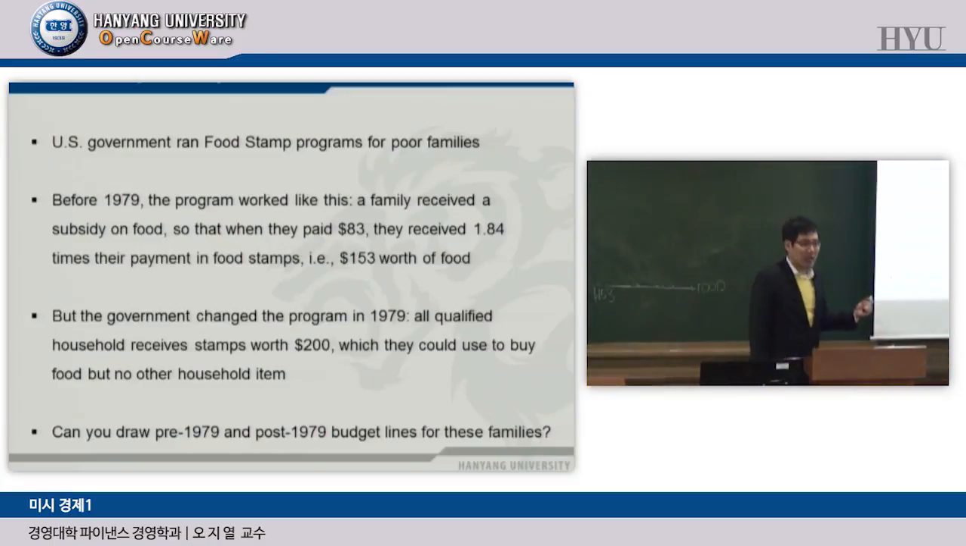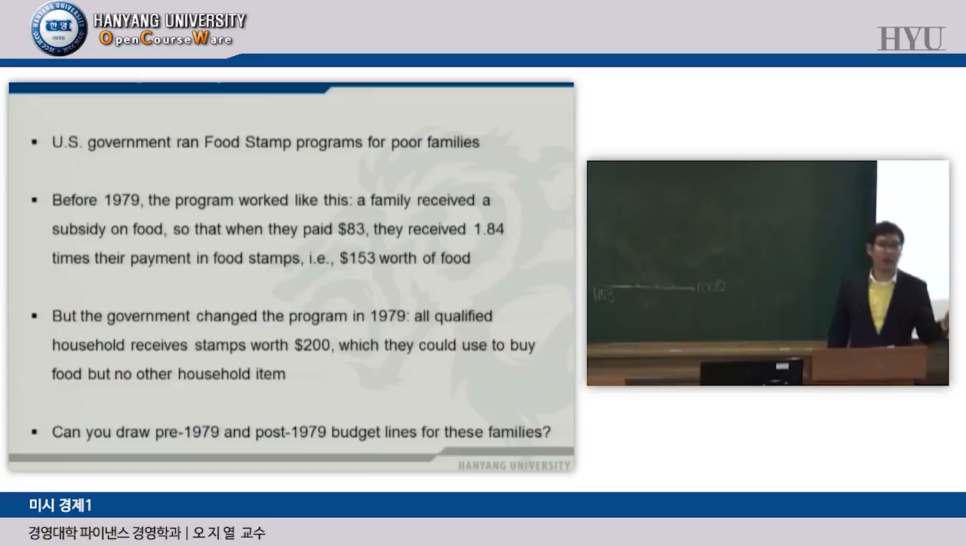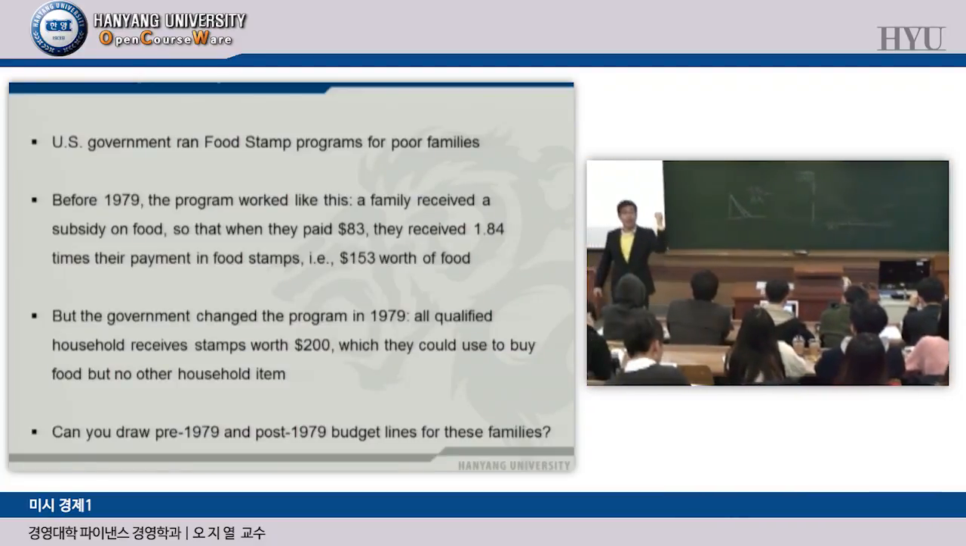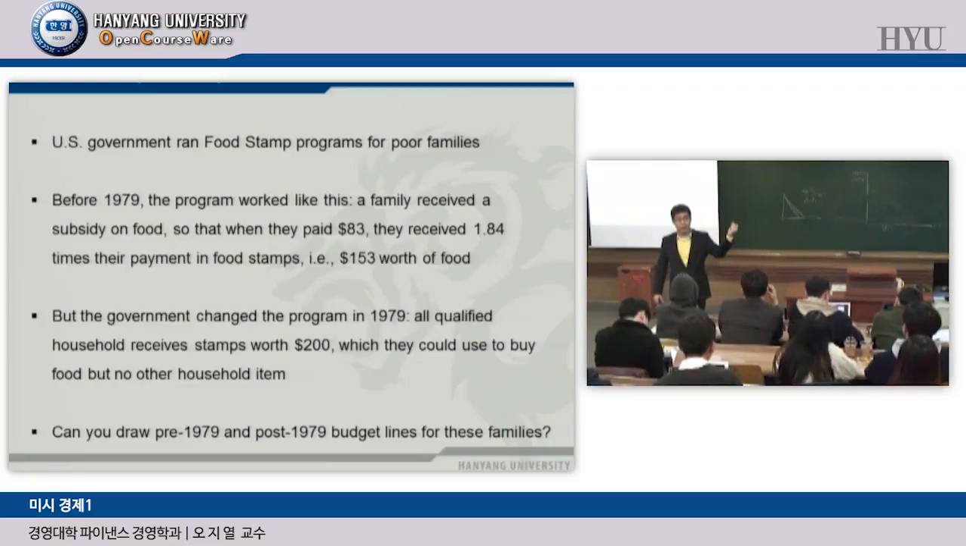It's a little bit like what Seongnam is doing at the moment, right? 청년수당 example, right? So you're sending out every qualified person $200 of voucher, but you can only use that to buy food. Nothing else.